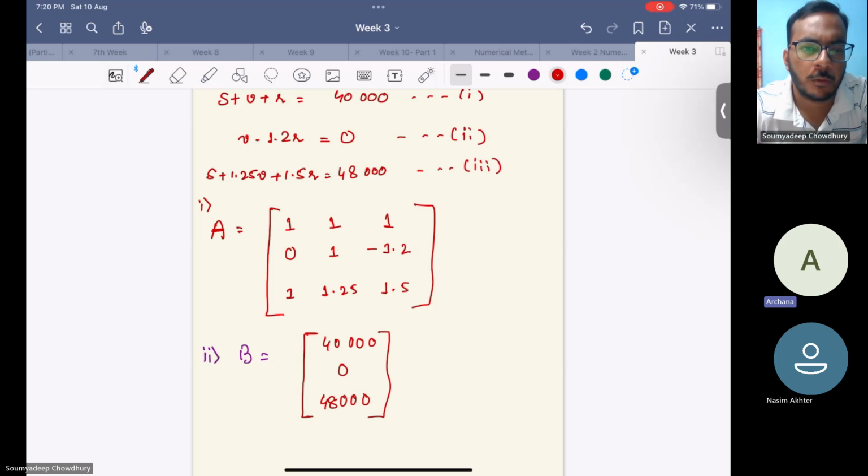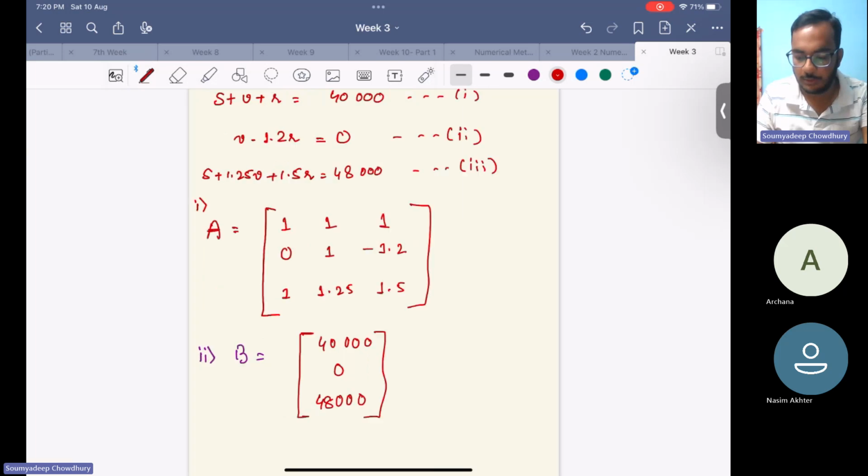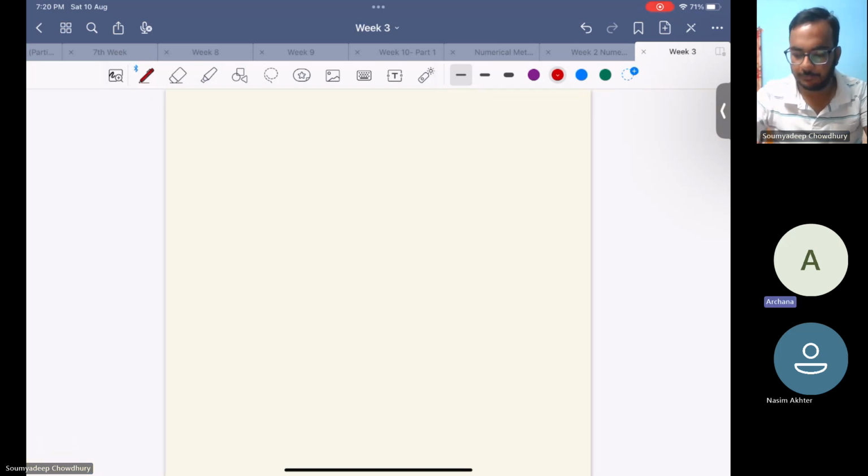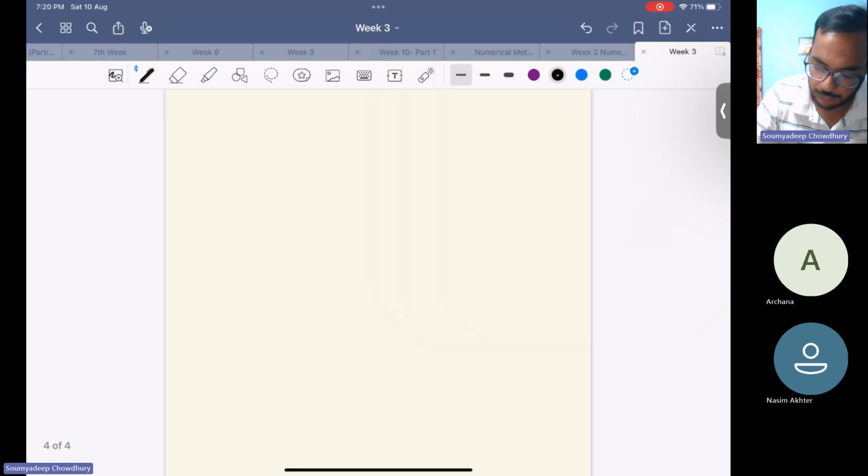Next, we have to find the x, y, and z values using Gaussian elimination, no? Yes, sir, Gauss elimination. Okay, I'll do that. Here we have a decimal, no, sir. A little bit of confusion, that's it, sir.